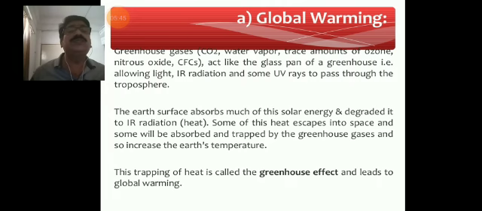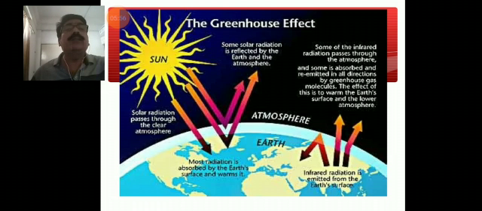This is the greenhouse effect, because the rays are trapped and the ozone layer is not absorbing them. Then what happens? The temperature rises and this leads to global warming. So you can see how global warming happens. Instead of going back out of the atmosphere, the heat is staying on the earth itself.